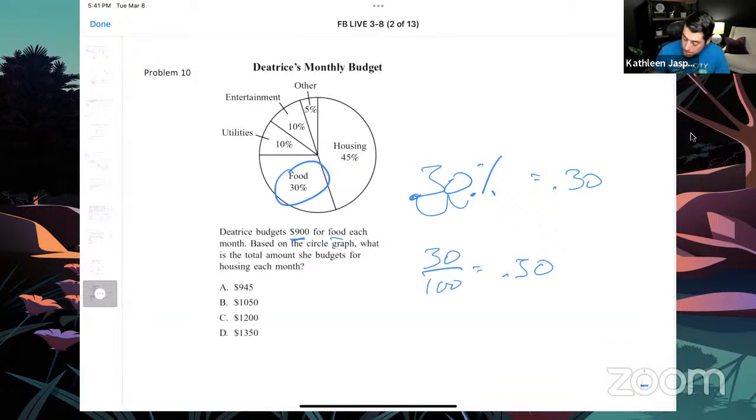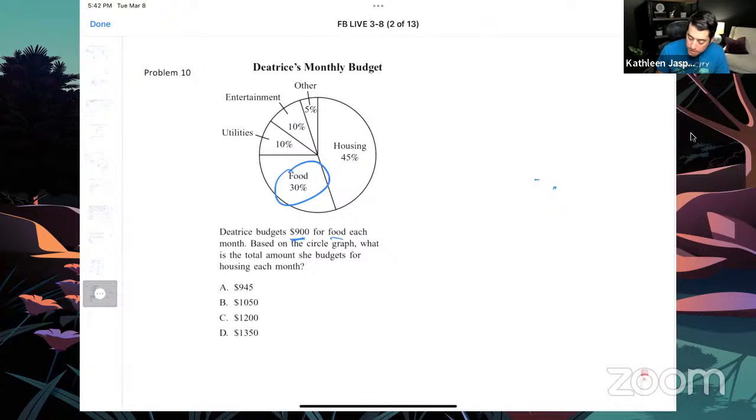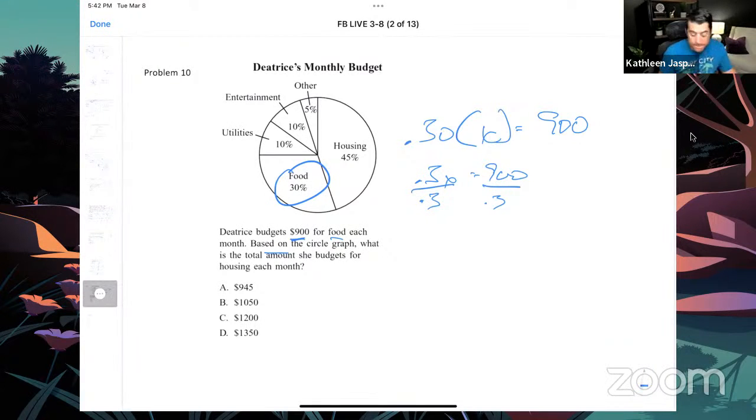Okay. So now that I know how to convert a percent to a decimal, I know that 0.30 times our entire budget, which is represented by X, has to equal $900 for food. So now I've got 0.3x equal to 900, divide by 0.3. And I should know this off the top of my head. Yeah, 3,000.